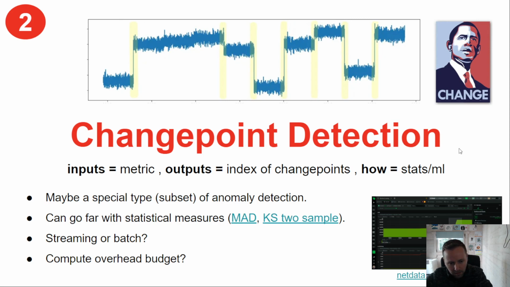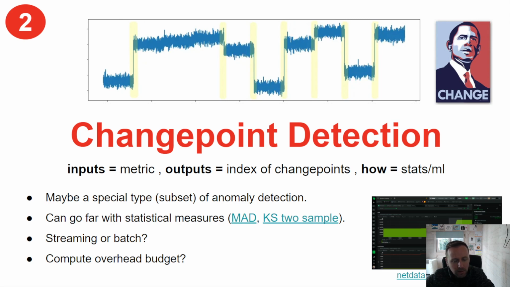And actually, the KS 2-sample test is what we use in the Netdata metric correlations, where you highlight a time window, and it's going to look at all metrics and compare the distribution for each metric from the highlighted window with the period before the window, and do that statistical test to see which of the metrics have changed in a statistically most significant way.